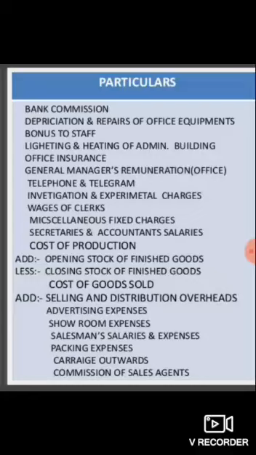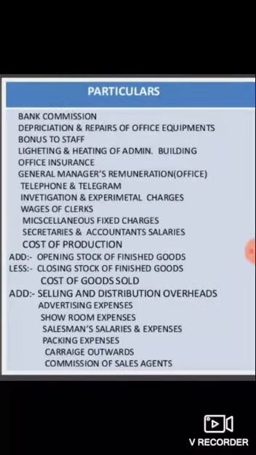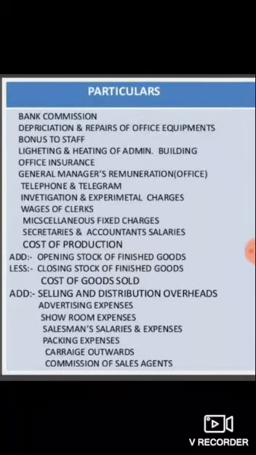It will include all the costs of production, direct and indirect costs. And next, to that cost of production we have to add the opening stock of finished goods, and we have to less the cost of closing stock of finished goods from cost of production, then we'll get the cost of goods sold. And to that cost of goods sold we have to add the selling and distribution overheads.